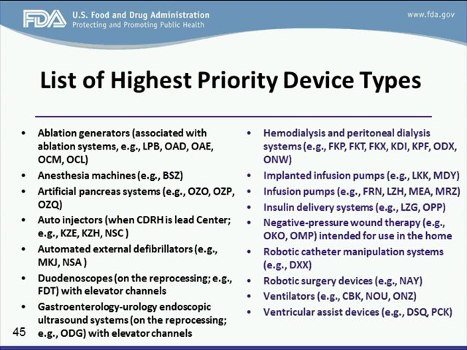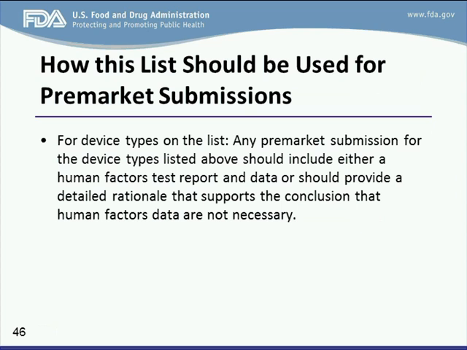The response is that you may want to ask us. By sending a Q-Sub question to us, saying that your product is an artificial pancreas system but does not have any of these product codes, the proper feedback will be provided to you. Once again, I would like to emphasize that your comments or suggestions are absolutely necessary. It's extremely important. Please be reminded that your comments must be received by May 3rd, 2016, as we develop this guidance.